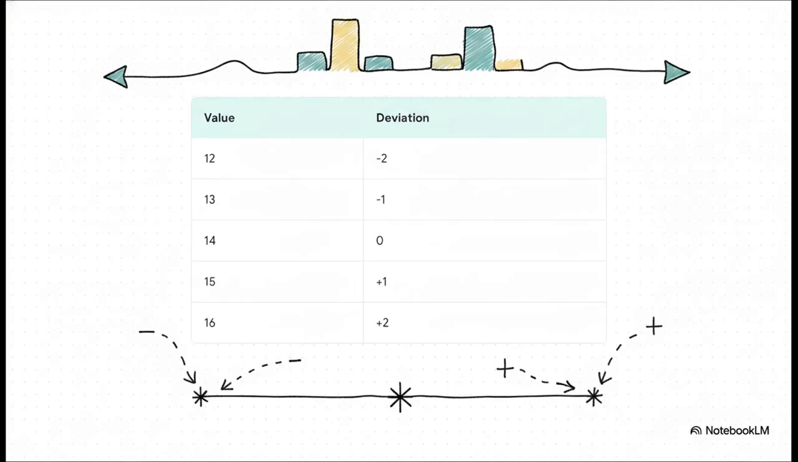So you want to know the spread? The logical first step is to look at the differences from our mean of 14, which gives us a list of simple deviations. 12 is 2 below the mean, so that's -2. 13 is -1, 14 is right on the mean, giving us 0, 15 is +1, and 16 is +2. We now have our list of negative and positive deviations.